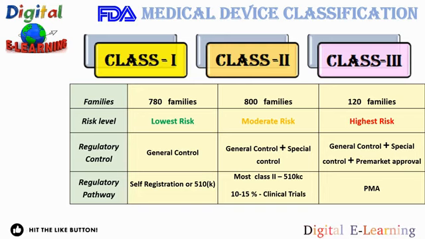Now if we talk about class 3 medical devices, there are approximately 120 families of class 3 devices. They are the highest risk devices and are therefore subjected to the highest level of regulatory control. Class 3 medical devices basically pose the highest risk to the end user or the patient. And in addition to general controls and special controls, they require pre-market approval as well. They are approximately 10% of the medical devices regulated by the FDA. Normally, all class 3 devices are generally life supporting or life sustaining devices.